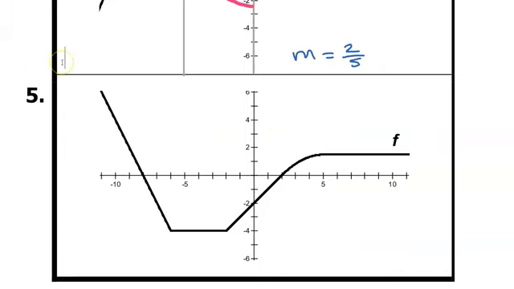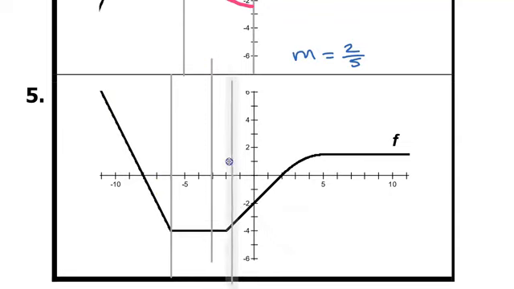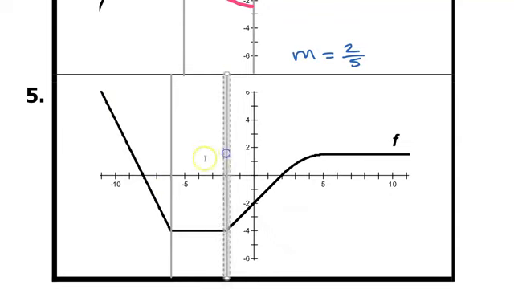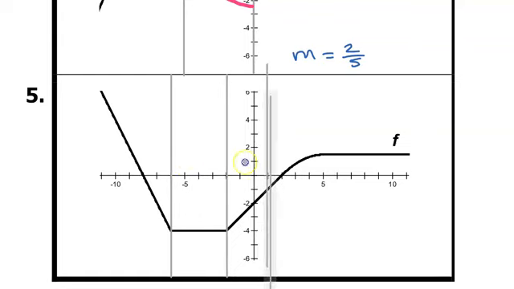Let's do one more problem. As before, let's start out by separating function f into intervals of increasing and decreasing. So it is decreasing from the beginning until here, and then it is neither increasing nor decreasing from here to here, and then it is increasing from here to here, and then it is neither increasing nor decreasing for the rest of the graph. So let's highlight these intervals.